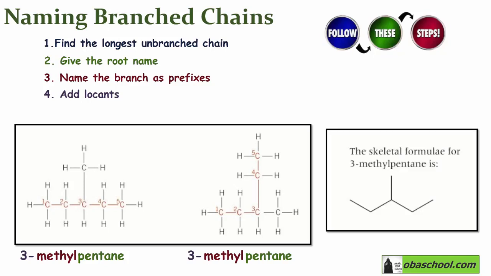The skeletal formula for 3-methylpentane is as follows. So in this case, we have 1, 2, 3, 4, and 5. So the main chain contains 5 carbon atoms. And this line over here means that we have a branch on the third carbon atom, which is 1 carbon atom only.